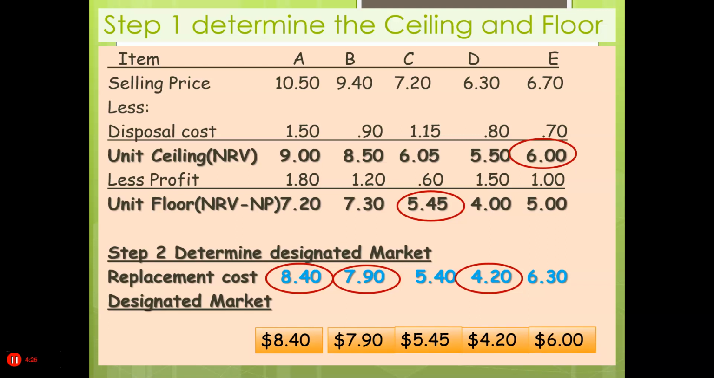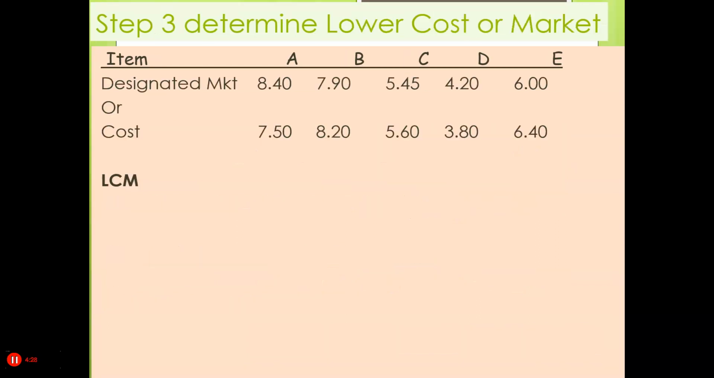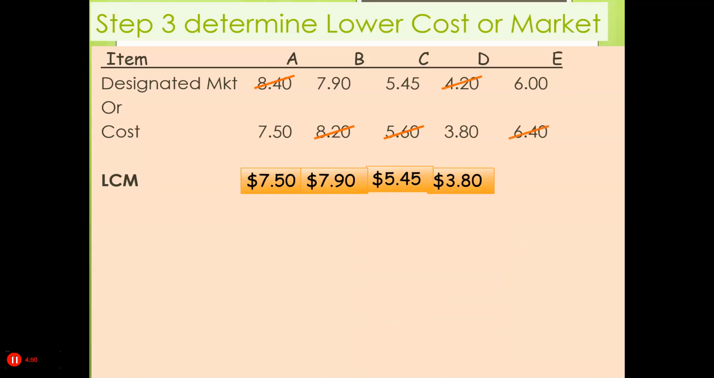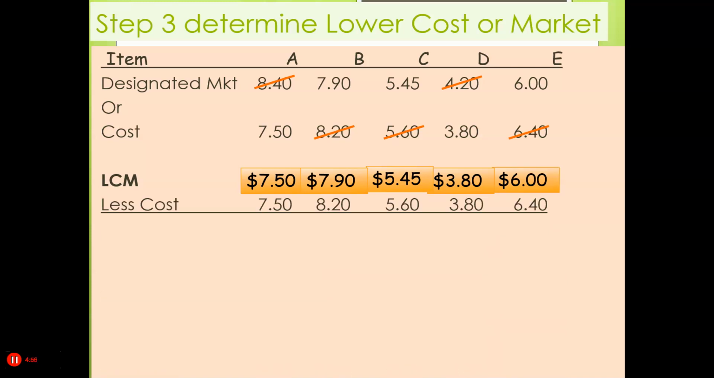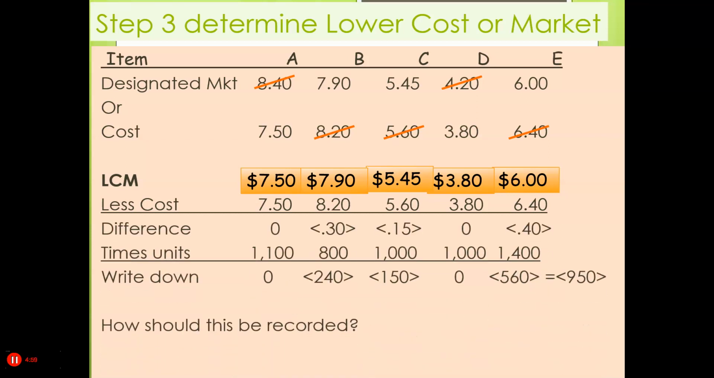Now we can go through and do our comparison of lower of cost or market. We have our designated market and we have our cost. So in this case, we would use our cost. For B, we would use designated market. For C, we'd use designated market. For D, we'd use our cost. And for E, we'd use our designated market. Less our cost, which is what's on the books, that tells us how much we have to write off per unit, times the number of units gives us our total write-down.